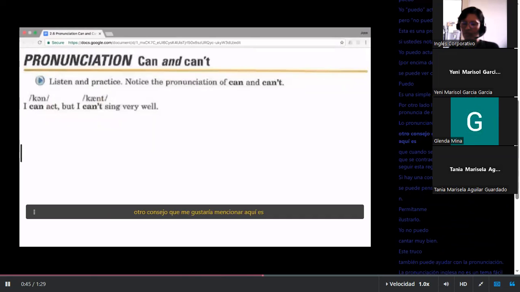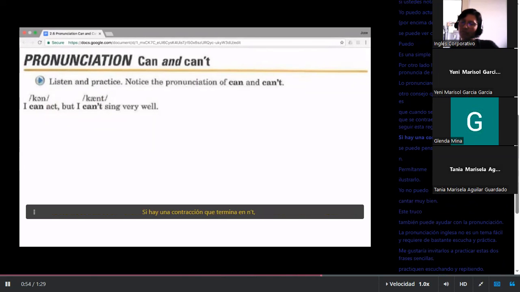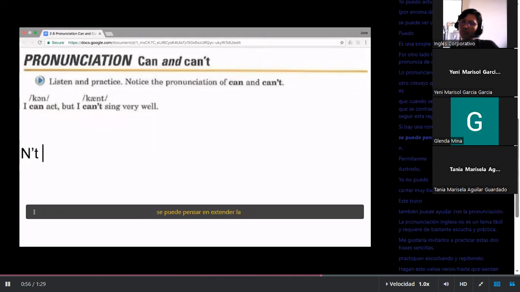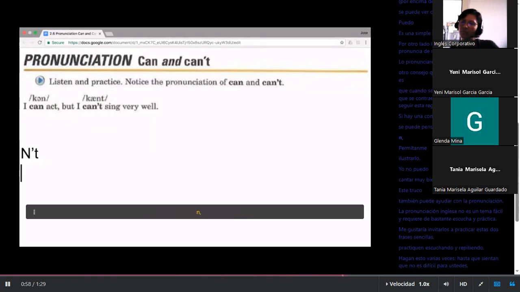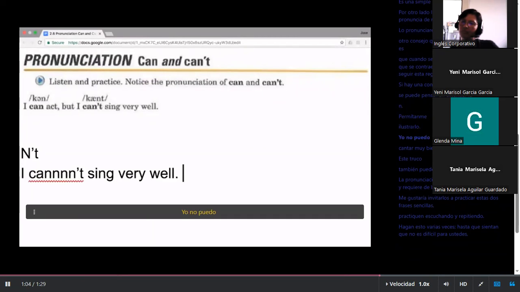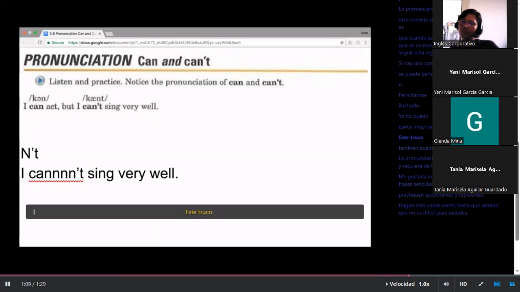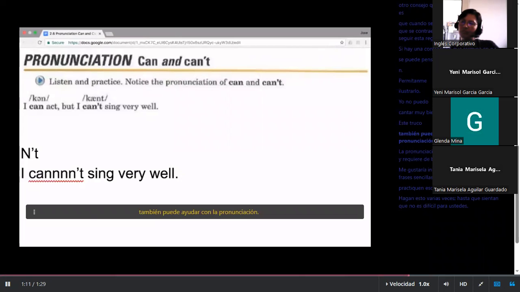Another tip that I would like to mention here is when it comes to negative statements, which are contracted, we can also follow the simple rule. If there's a contraction which ends in NT, you can think of extending that N. Let me illustrate that. I can't sing very well. This trick can also help with pronunciation.